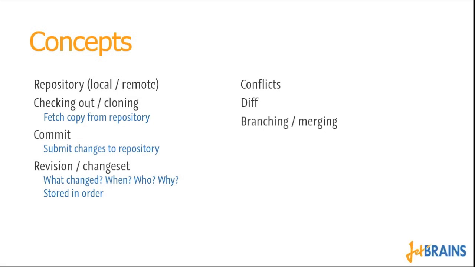All those commits, once they are inside your repository, are called a revision or a change set. A change set or a revision is typically the combination of what changed, when, who did it, and why this happened. The actual changes can be additions, modifications, and so on. They are stored in order. If you look at the revision list or the list of change sets in any source control system, you will see they are stored in order, and the further you go down, the earlier version you will be seeing.